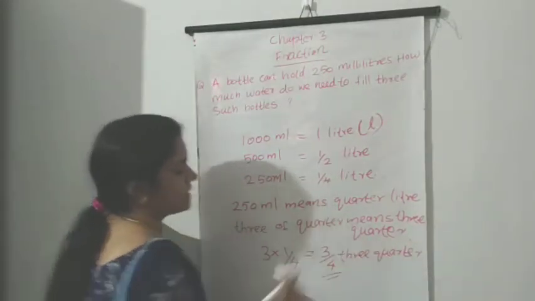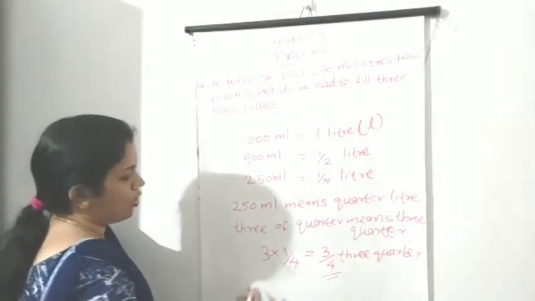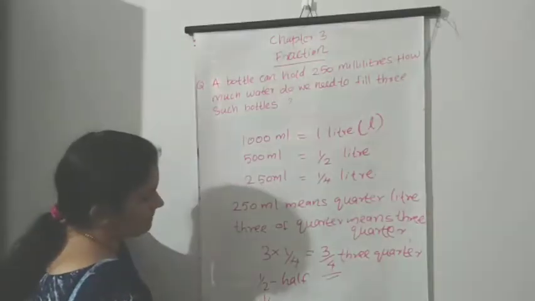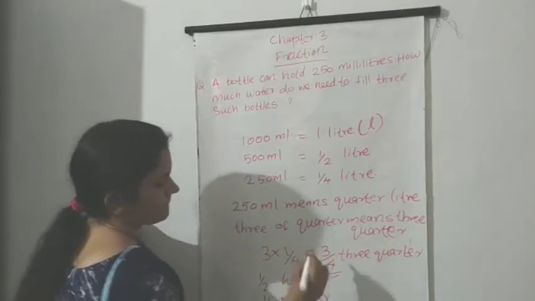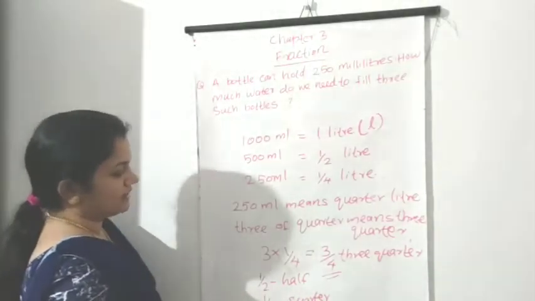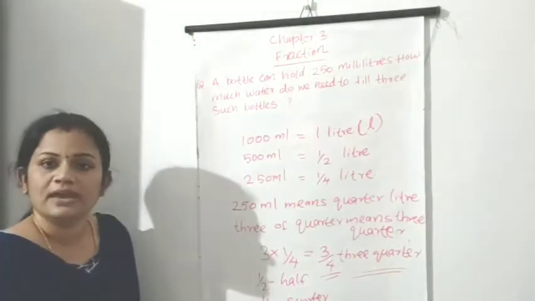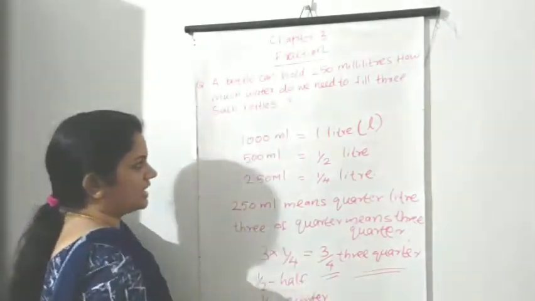How to say this? 3/4. So we can study 1 by 2 means half, 1 by 4 means quarter. So we can say 3 by 4. 3 by 4 means 3/4. Understood? So you should study this.